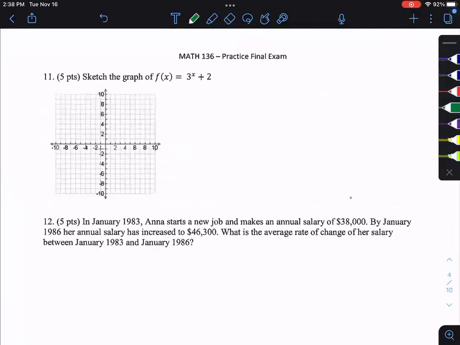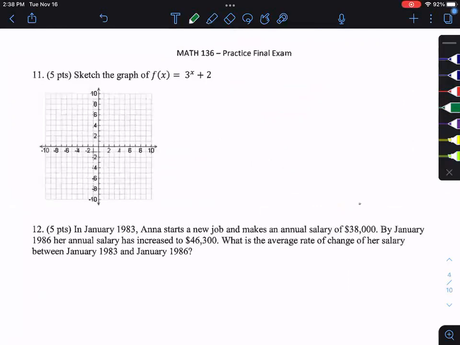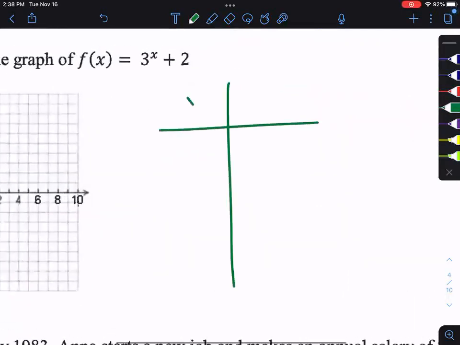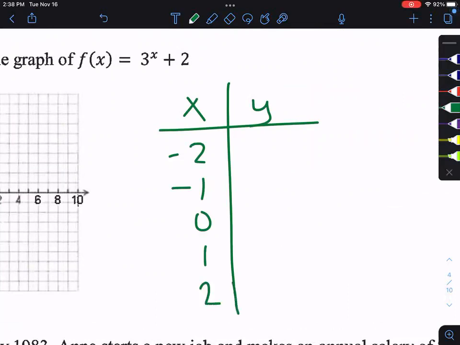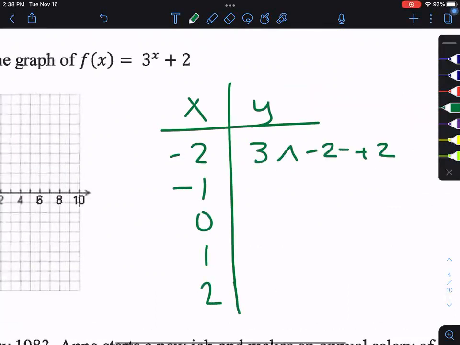Question 11, we're going to sketch the graph of f of x equals 3 to the x power plus 2. Remember, for exponential problems, we always use -2, -1, 0, 1, and 2 as our x values. And then we're just using our calculators to compute these values. So we're going to take 3 caret key -2 plus 2. You might have to hit your equal sign here in the middle, depending on what calculator you're using, or put parentheses around this.